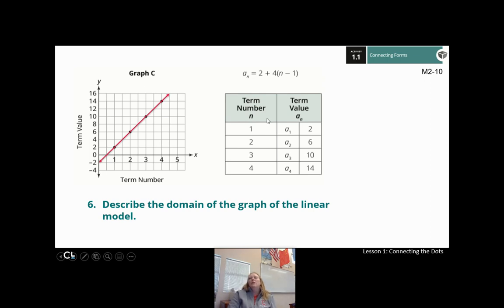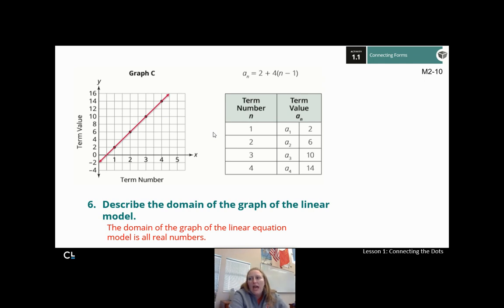So when we were looking at it as a sequence, we said there were no decimals, no fractions, nothing in between. But when I'm dealing with a line, I could totally have like 1.5 and find an answer, right? 4.3 and find an answer. So it now includes everybody, and it goes forever and ever in both directions. So I'm going to say that the domain of this graph of the linear equation model is all real numbers. When it was a sequence, I couldn't have the in-between bits, but now I can with my full-on line. So my domain is now all real numbers.